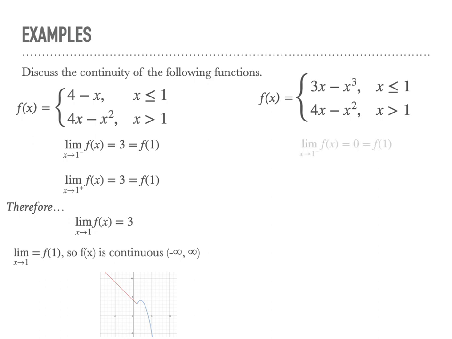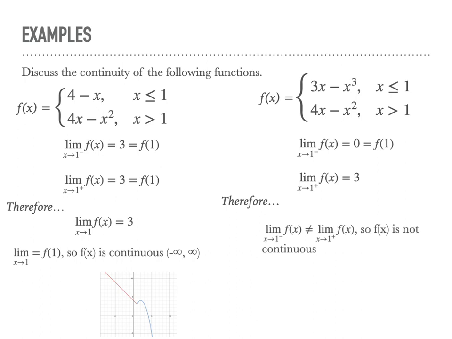So we look at the one-sided limits, and okay, we can see that the limit of f of x as x approaches 1 from the negative side is equivalent to f of 1. Now let's look at the other one-sided limit, and we can see that these limits do not equal each other. So therefore, since the one-sided limits don't equal each other, the limit as x approaches 1 of f of x does not exist because the one-sided limits are not equal. So f of x is therefore just not continuous.